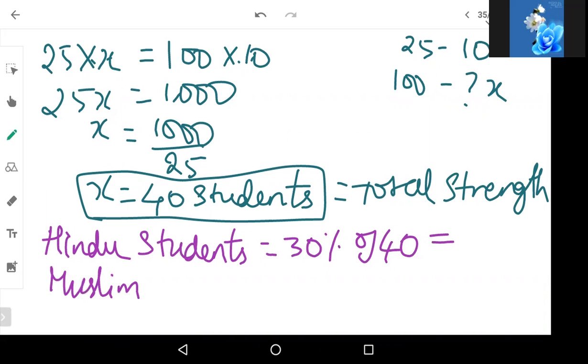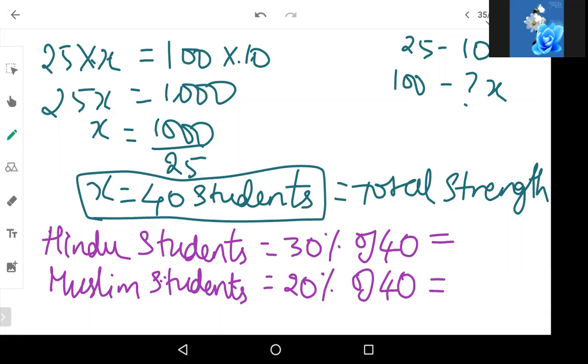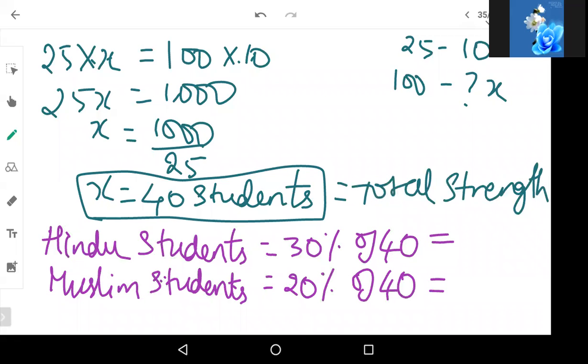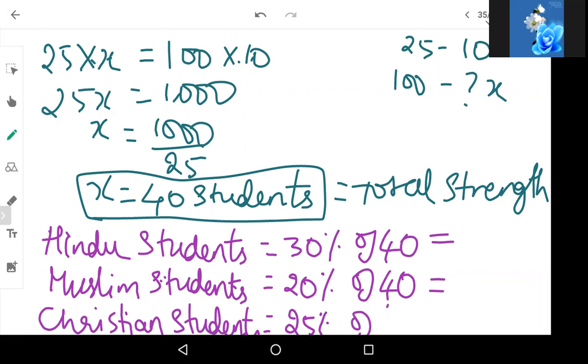Muslim students are 20% of 40. Find out the number of students. And then we have Christian students who are 25% of 40. And Jain students, we already know 10 students are there with 25%.